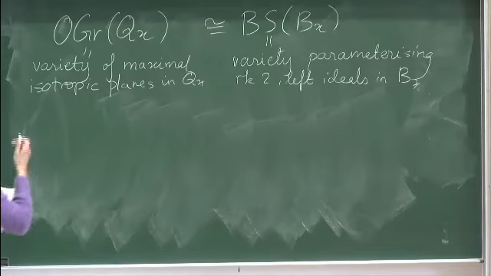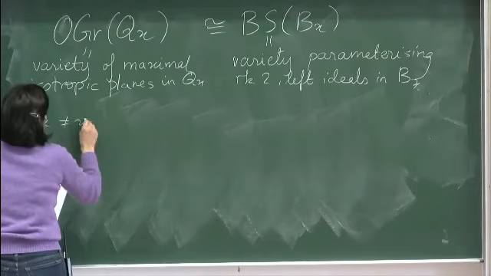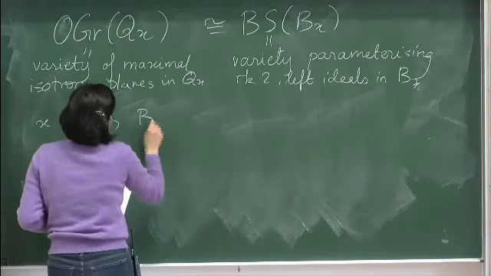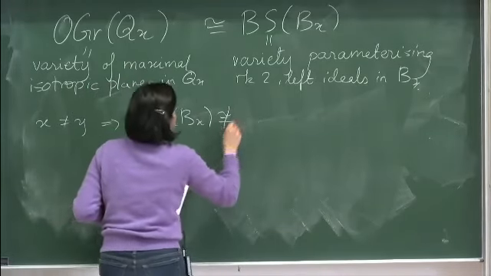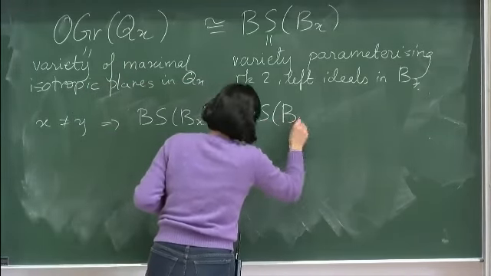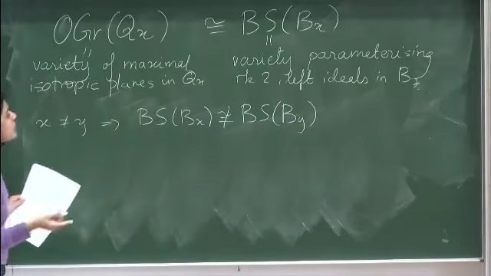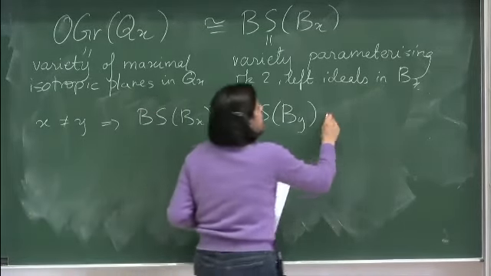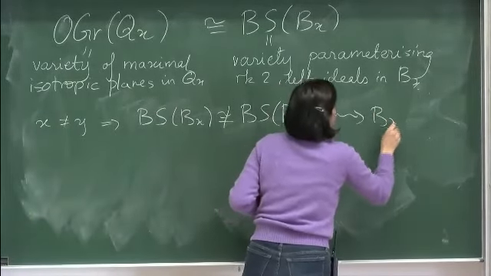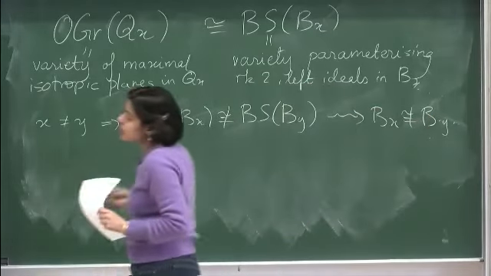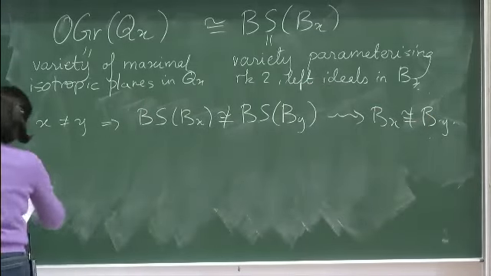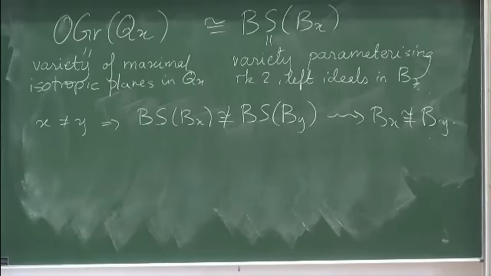And then you can show that, well, if x is not equal to y, then the Brauer-Severi variety of B sub x is not isomorphic to the Brauer-Severi variety of B sub y. And then again, we have to use some tricks, and we use the result by Newstead to show that B sub x is not isomorphic to B sub y. So then this gives it to us that actually x is isomorphic to the moduli space, because x is a smooth projective surface, the map is injective.